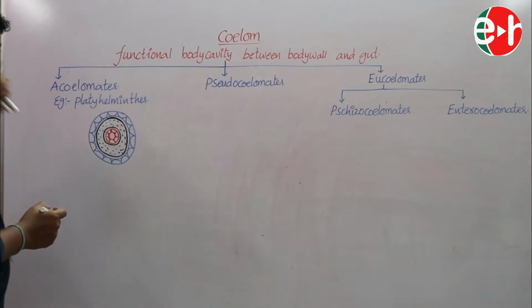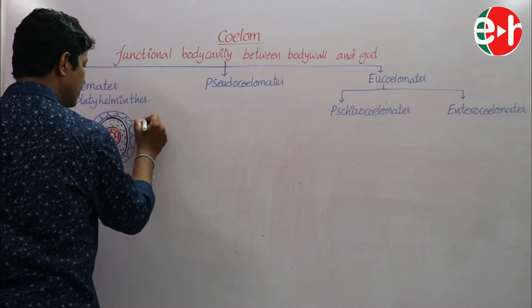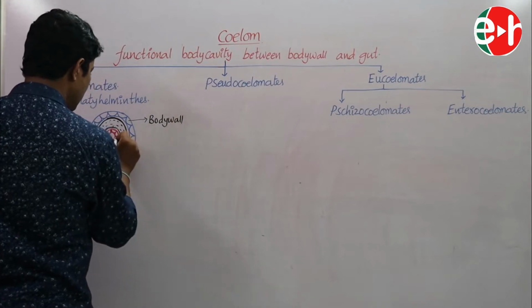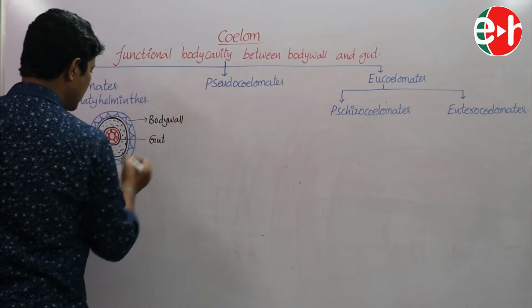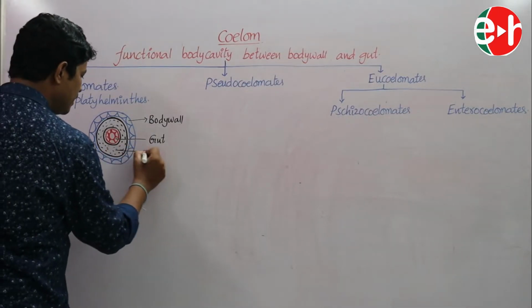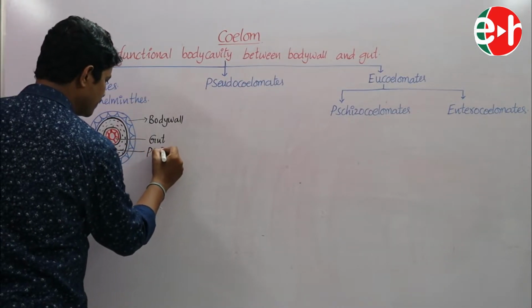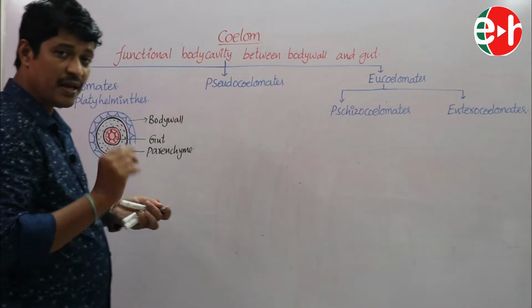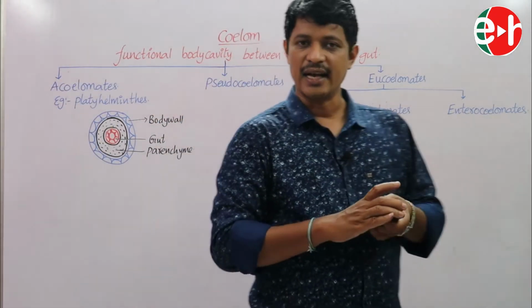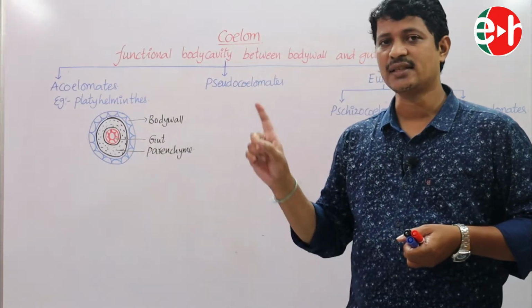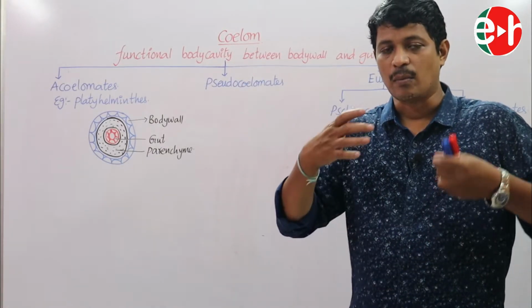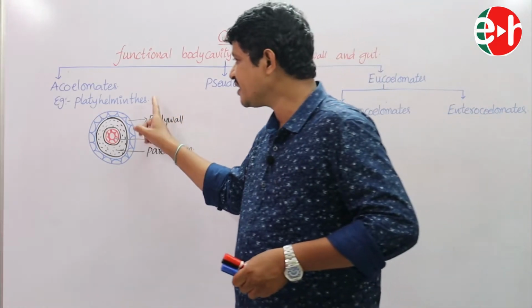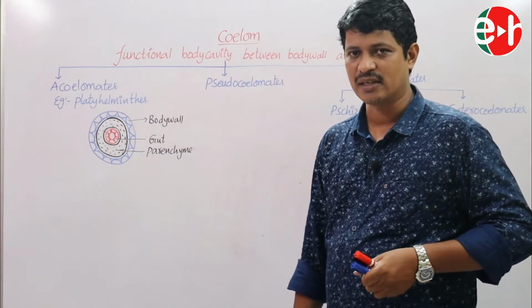See, this is the platyhelminthes animals. In these animals, the outer is the body wall and the middle one is the gut. In between the body wall and the gut, the middle part is filled with the parenchyma. So due to the presence of the parenchyma between the body wall and gut, in acoelomate animals like platyhelminthes, the body organs never move freely. So this is one of the important characters of the acoelomate animals.